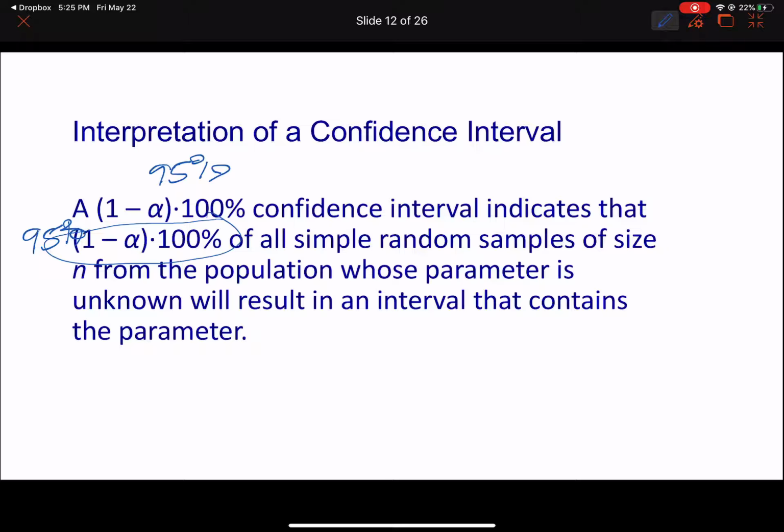voting. So if I said that a certain candidate has 41% of the votes with a margin of error of plus or minus 3%, I would be 95% confident that the actual number of votes would be between 38% and 44%.